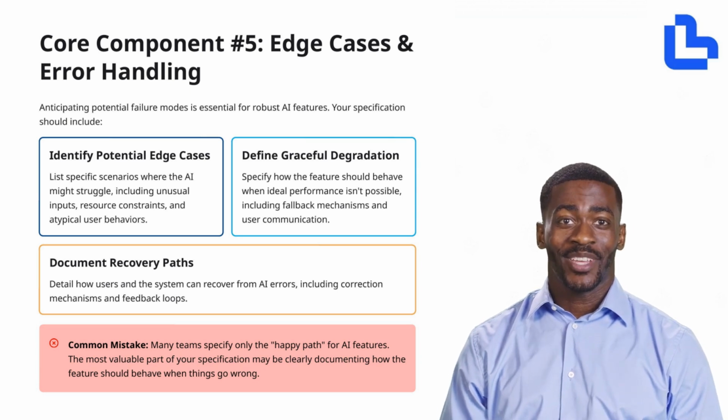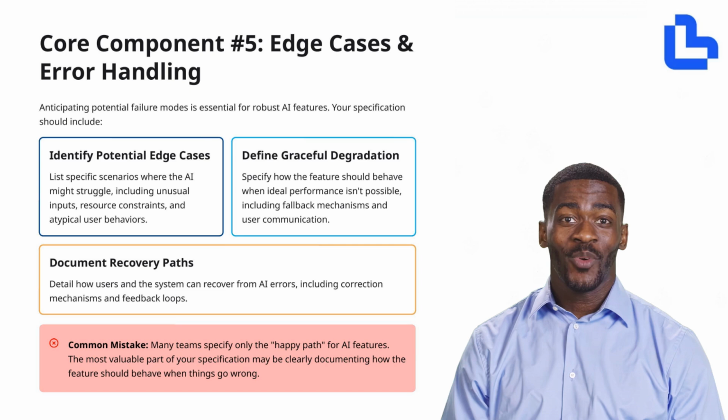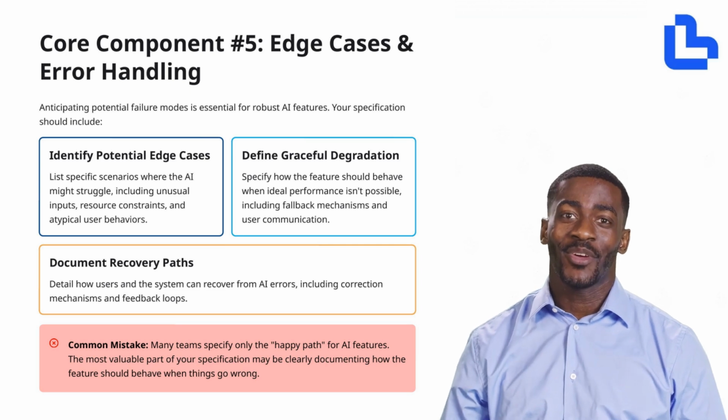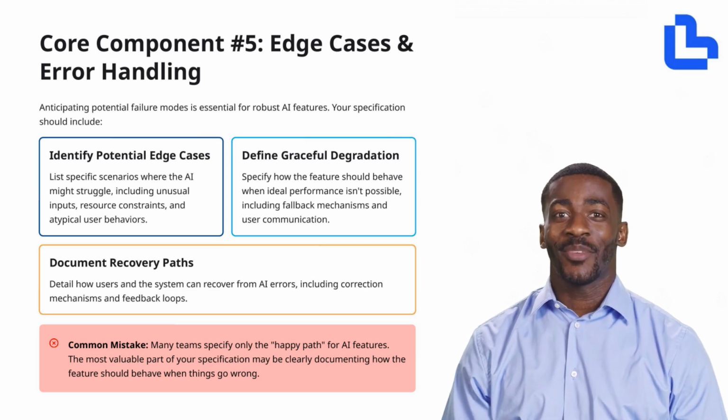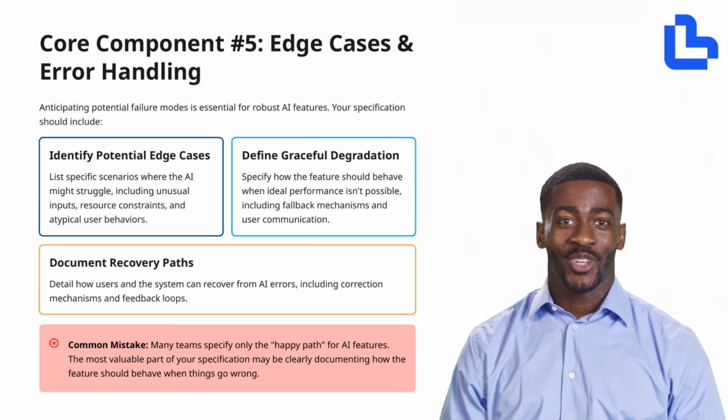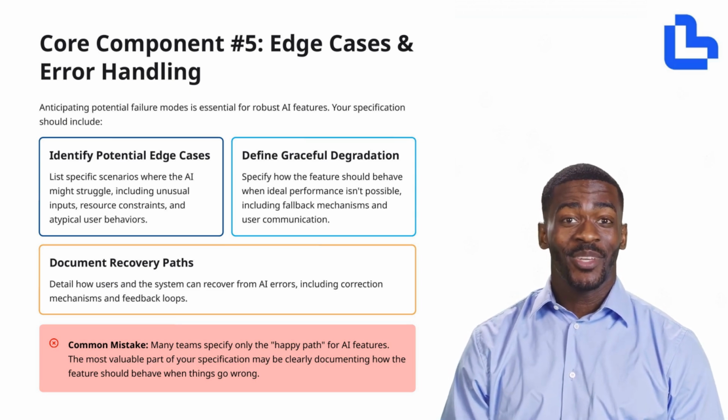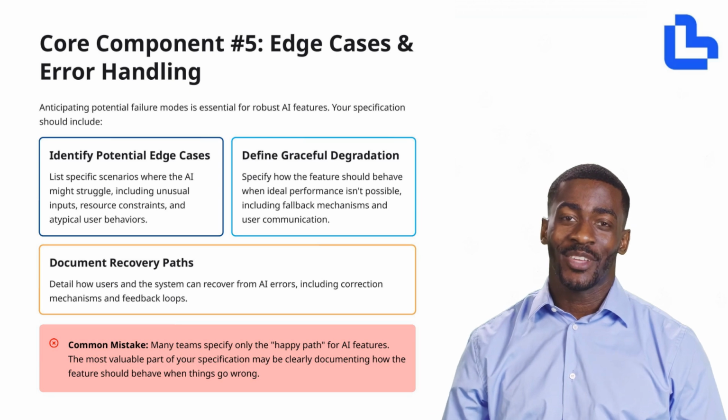Next, define graceful degradation. What should the system do when ideal performance isn't possible? Should it fall back to a simpler rule-based system? Should it notify the user and offer alternatives? The goal is to maintain usability and trust, even when the AI can't deliver its best.